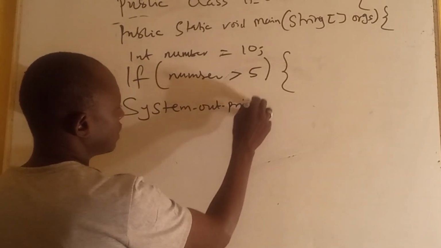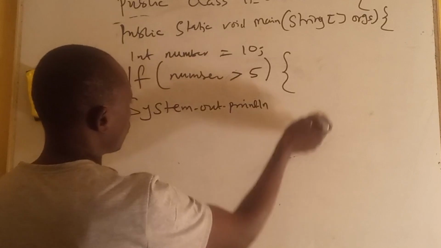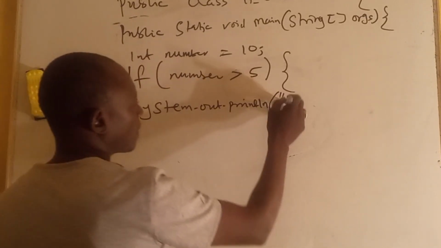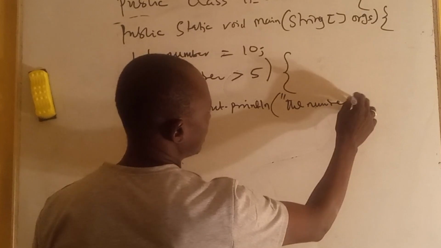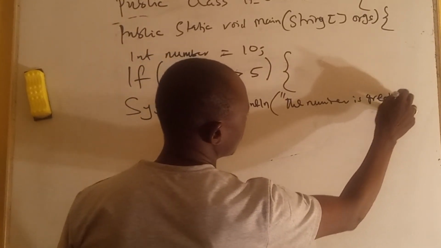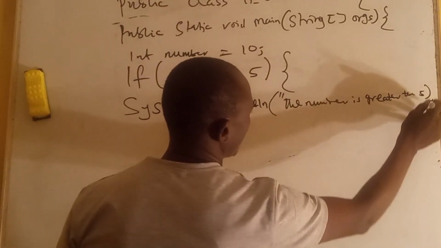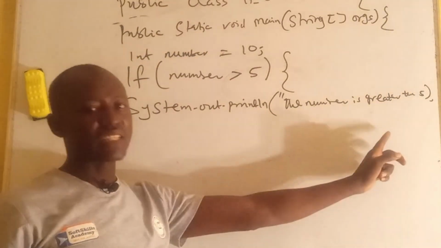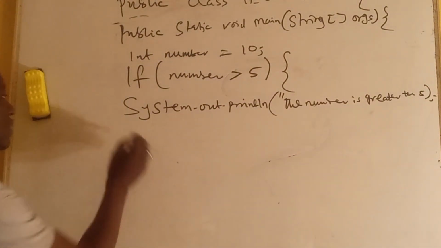System.out.println, print line, so move to the next line. The number is greater than 5. Are we together? The number is greater than what? Than 5. You are done with this statement.